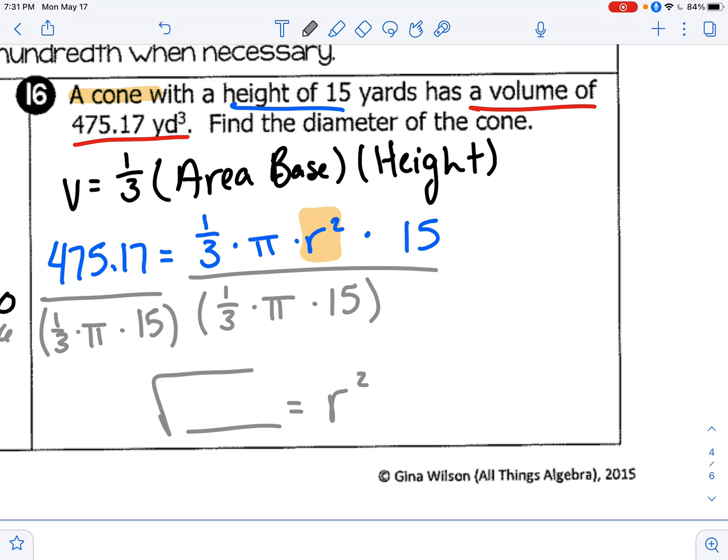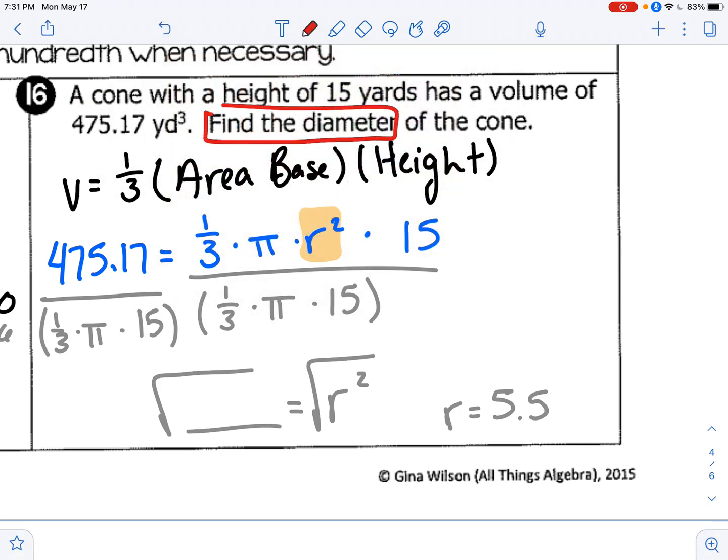And what I would do there is square root both sides. R is going to be 5.5. But they didn't ask me for the radius. They said they want the diameter. So I would double that, 5.5 times 2, to get 11 yards. I should label my units.